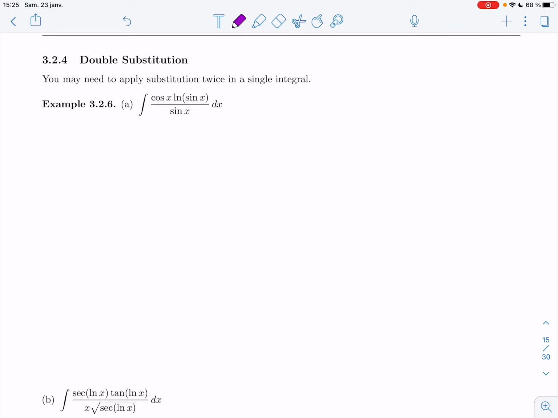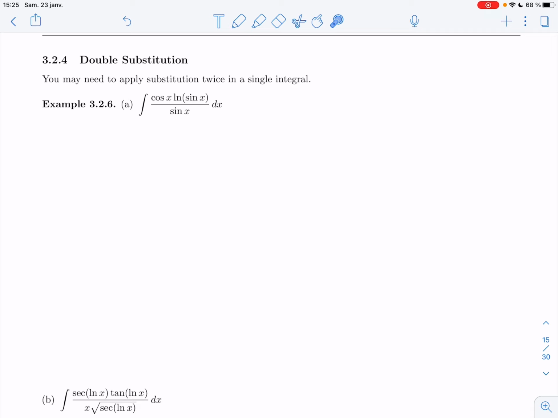When you apply substitution to an integral, you get a simpler integral. It might not be simple enough to finish the problem right now. So what might happen is you might need a second substitution. And that's what we'll see in section 3.2.4. We'll see double substitution, where you need to do a substitution and then a second one. So you may need to apply substitution twice in an integral.